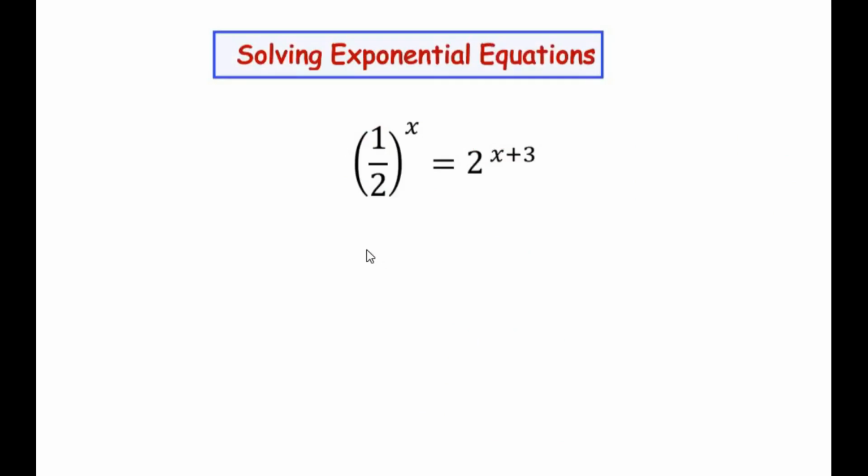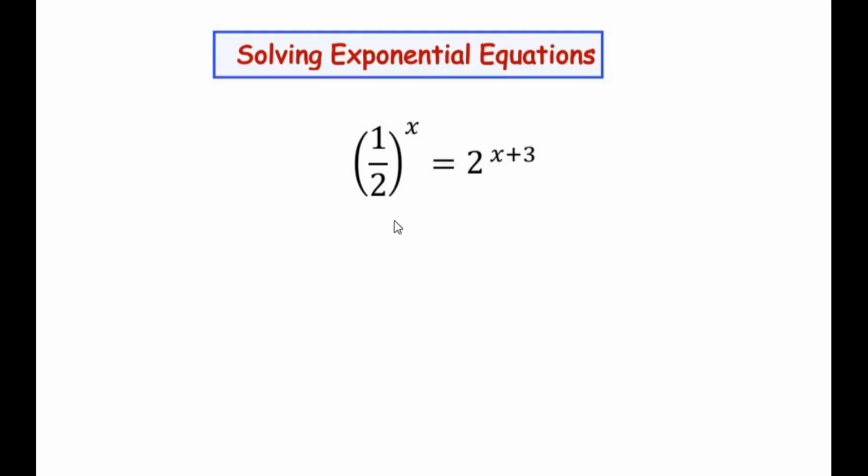Now the next question is 1 over 2 raised to the power of x is equal to 2 raised to the power of x plus 3. Here we can see that on the left hand side we have the base 1 over 2, but on the right hand side we have the base 2. So on the left hand side we can change 1 over 2 to 2 over 1. We can flip this fraction to 2 over 1. But when we do that, the sign of the power also changes. Since here the power is positive, we are going to change it to a negative power.